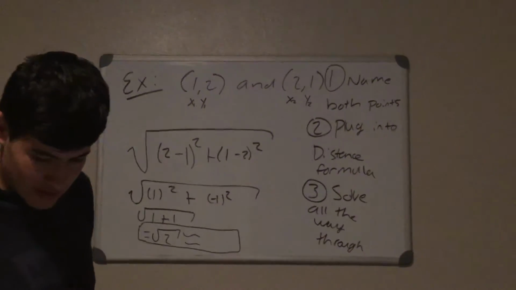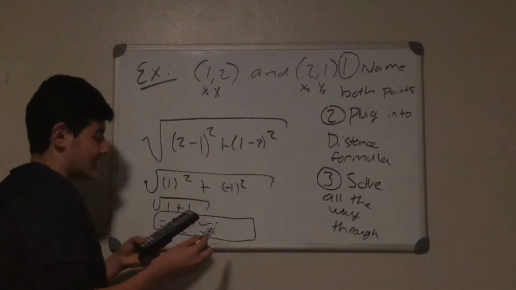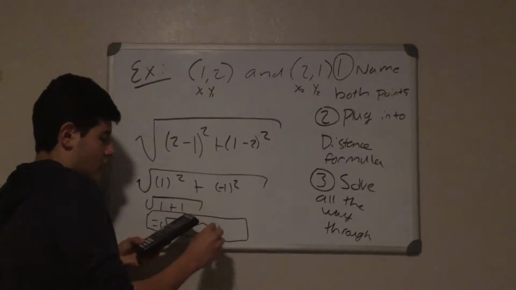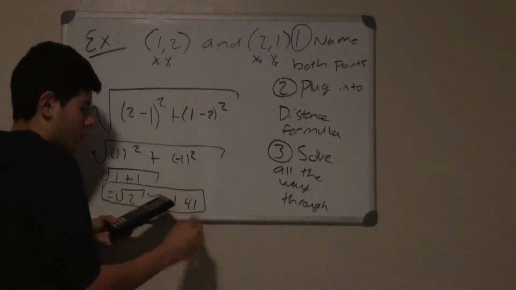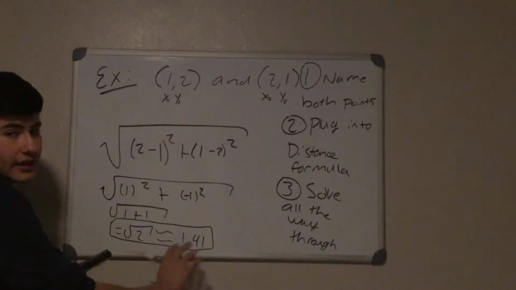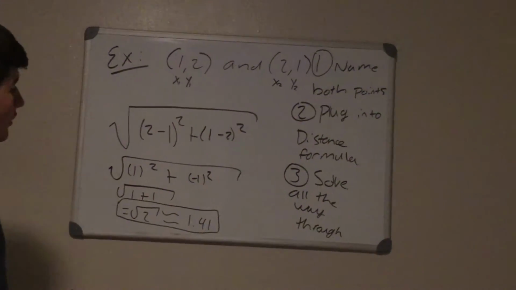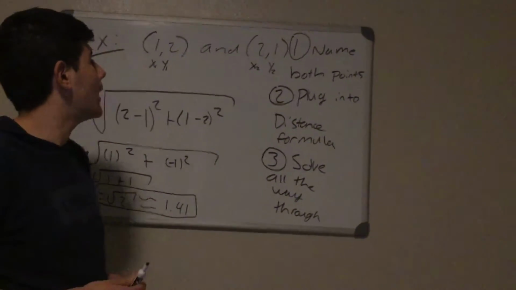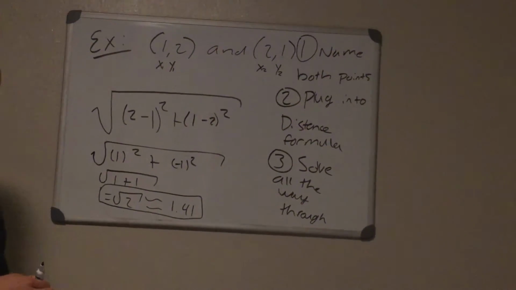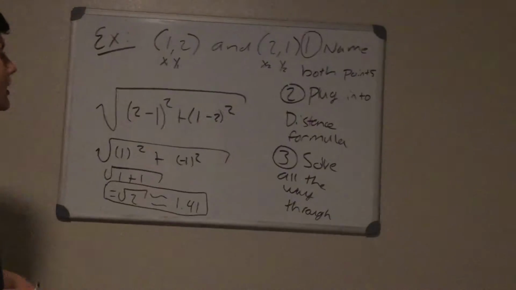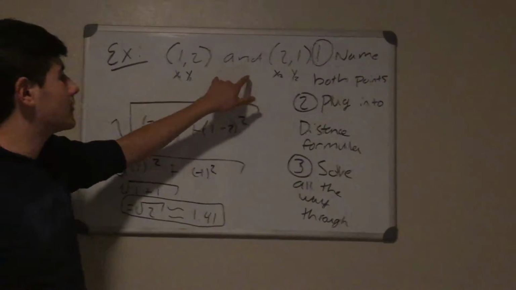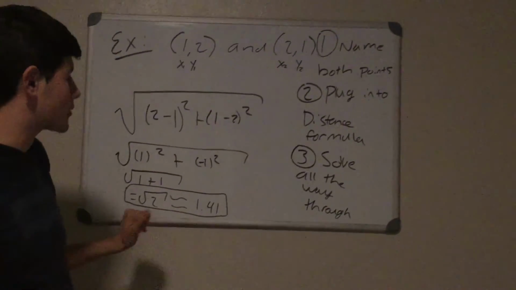Our answer would be an estimate. I'm rounding to the nearest hundredth, and I got 1.41. And the curvy equal sign means that it's an estimation for the answer. So that's basically how we do it. Other than this, I'm going to run through a couple quick examples, and that's how you do a distance formula. So this is telling us that the distance between these 2 points is square root of 2.